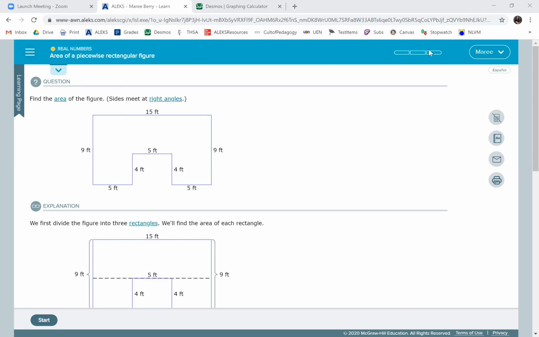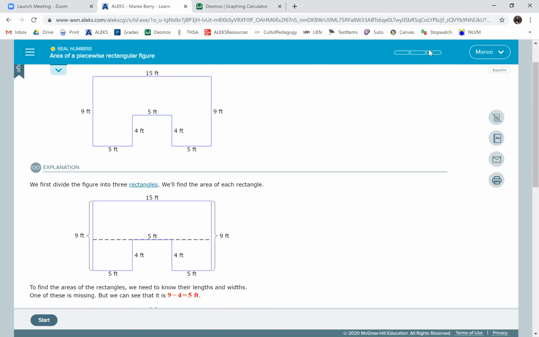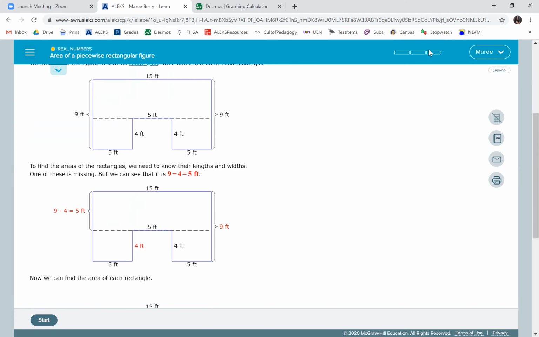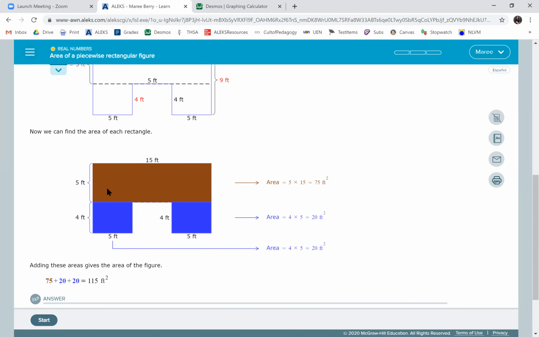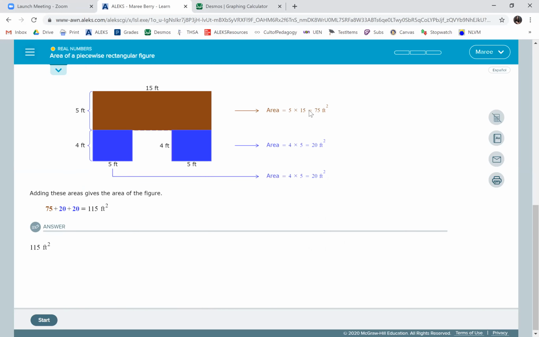In this lesson, Alex explains it as breaking up the picture into different rectangles. Here they have 3 different rectangles and they find the area of each one. See how they broke it up into this brown one that's 15 by 5, these 2 little blue ones that are both 5 by 4.